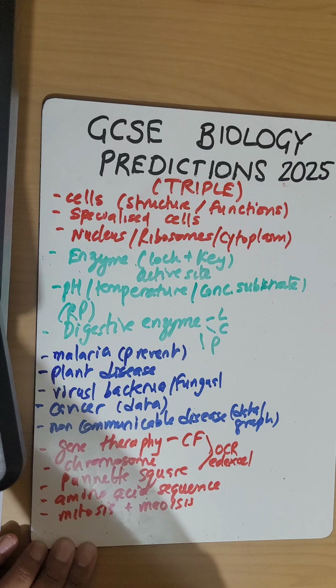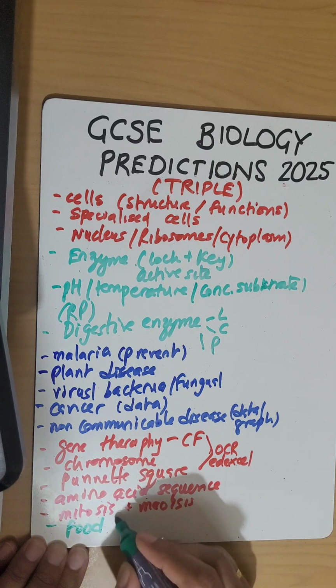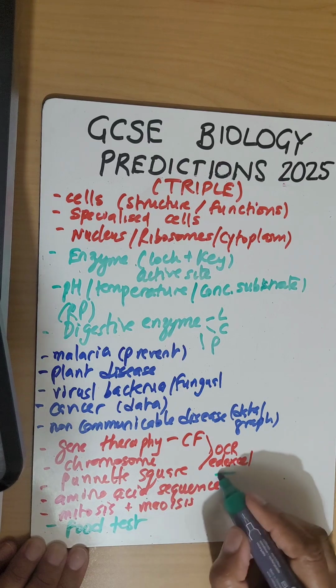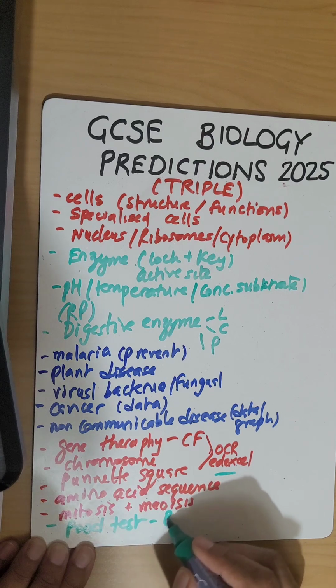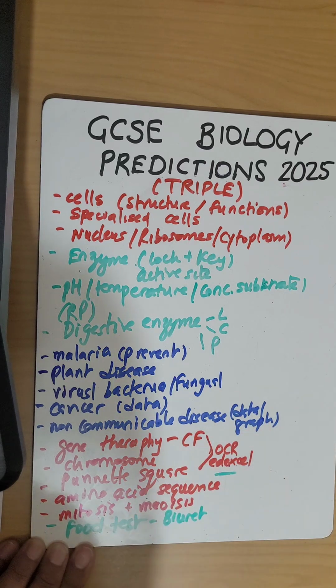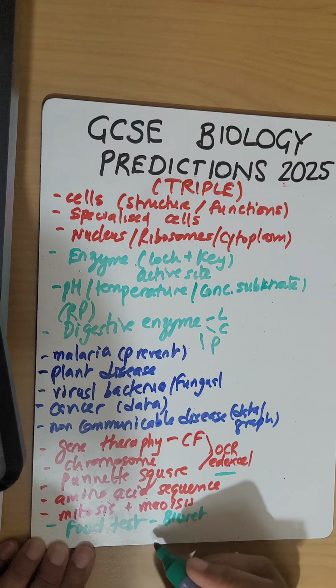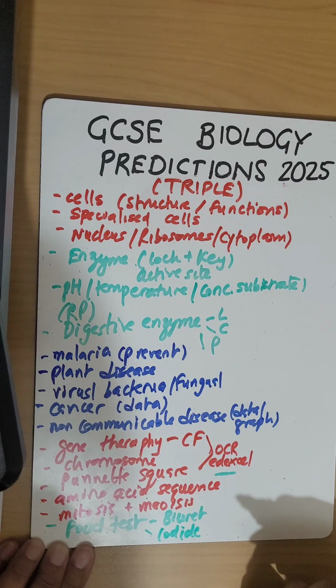The other topic that is OCR and Edexcel and not AQA is food testing. So remember, this is just for these OCR and Edexcel students, not AQA. In food testing, you've got the biuret test that goes from blue to green if it's weak, or purple or red if it's strong. You've got the iodine test for starch that goes blue-black.